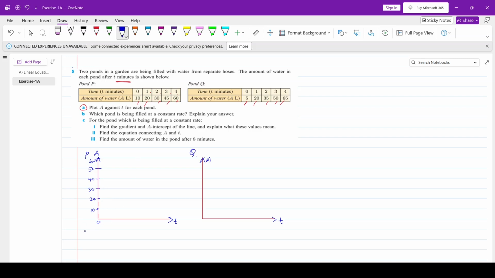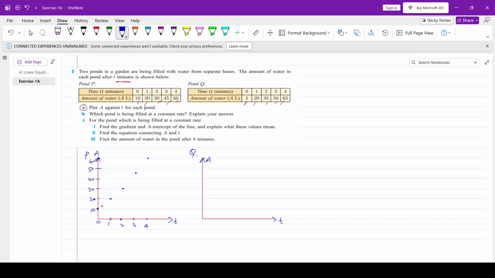So when we have time t equal to 0, water was here. When we have t equal to 1, water was here. When we had t equal to 2, water was here. When we have t equal to 3, water was here, 45. When we have t equal to 4, the water was here, 60.